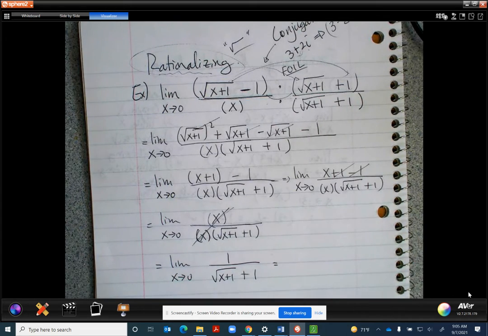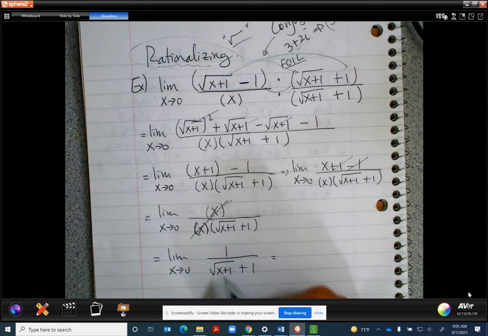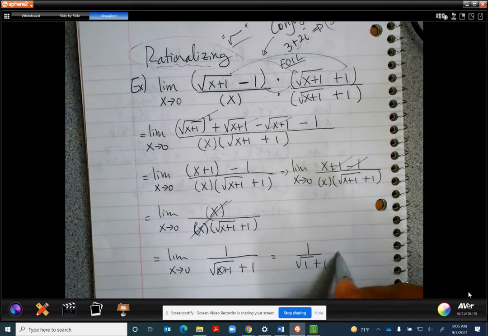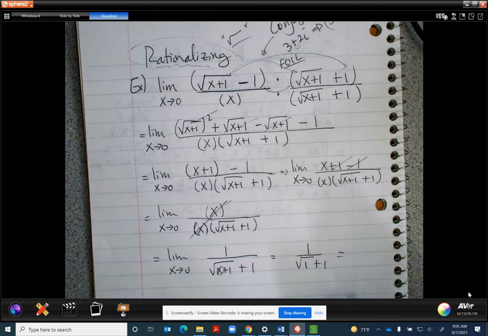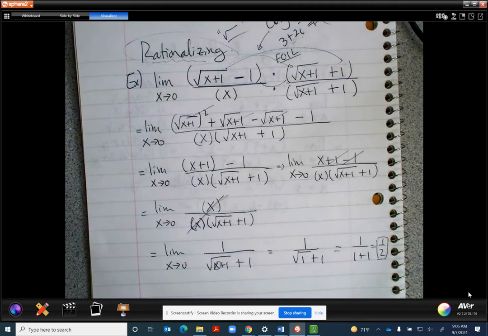Okay, now can I use direct substitution? Yes, we can use direct substitution, so that means most likely we did it correctly, because now we can use direct substitution, and x was canceled out. I hope that makes sense, okay? So if I plug in 0, isn't this 1 over square root of 1 plus 1? What's the square root of 1? 1, so this is 1 over 1 plus 1, which is 1/2 is your limit.